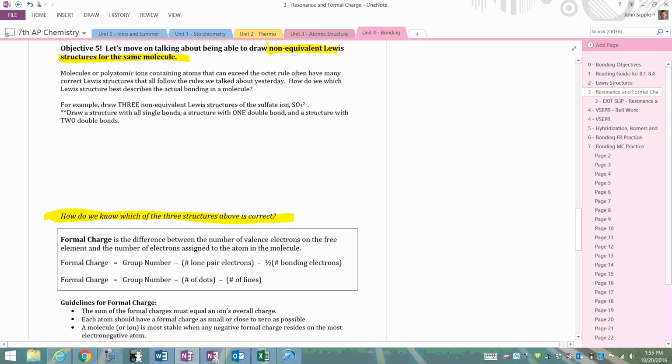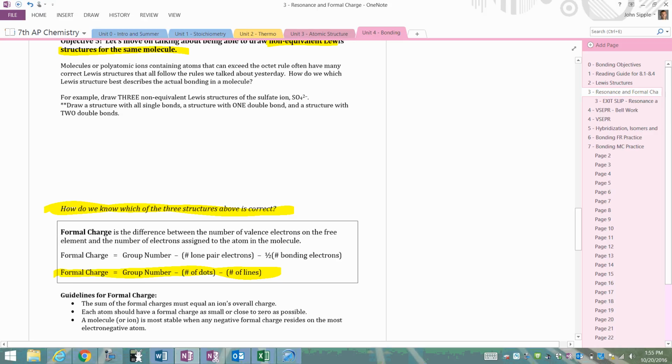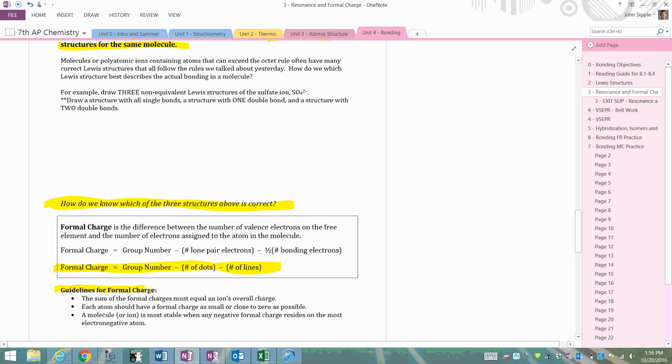The way we're going to do that is we're going to use a thing called formal charge. And my favorite formula for formal charge is right here: group number minus dots minus lines. And then we have a couple guidelines on the bottom there for formal charge too, which will help us pick which resonance structure is the best.